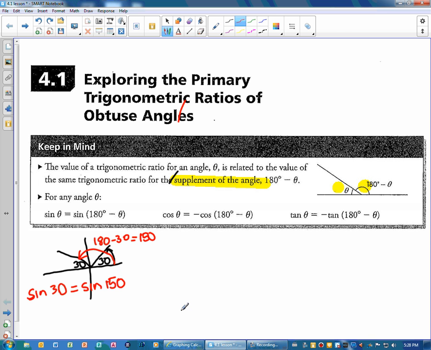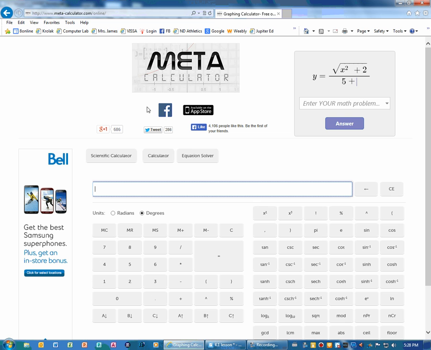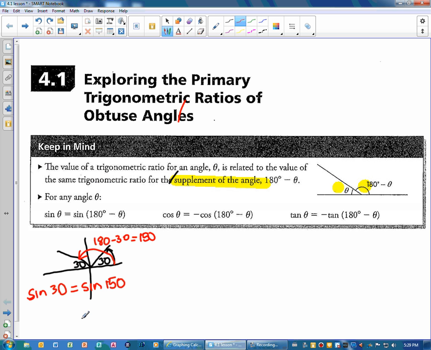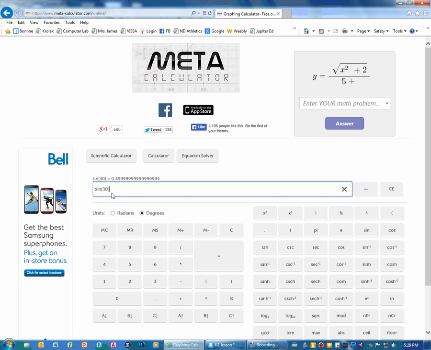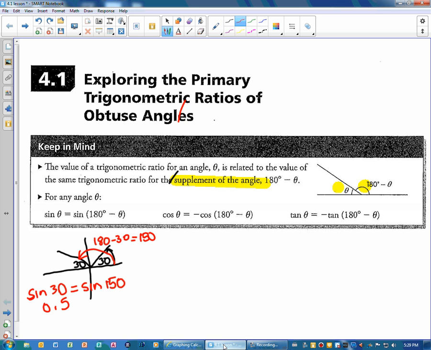So if we go to our calculator online, and I'm trying a different one here, this is metacalculator.com, and I calculate the sine of 30 degrees. Up here it's 0.499999, or basically 0.5. So I can say that the sine of 30 is 0.5. And then if I go back and ask, what's the sine of 150? And I change that to 150, look it up here. It still says 0.5.